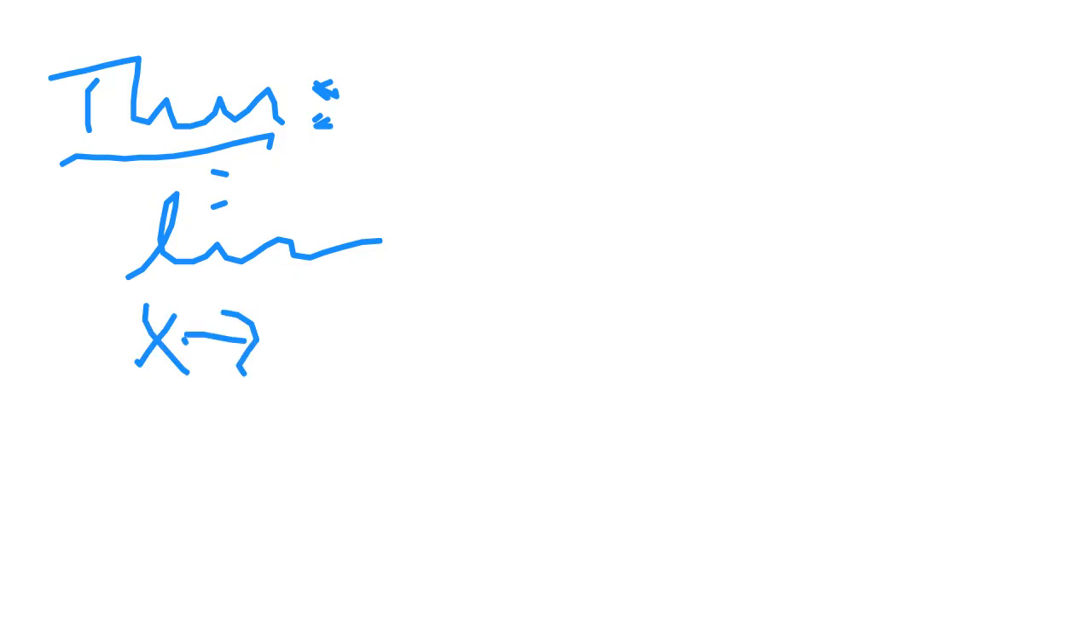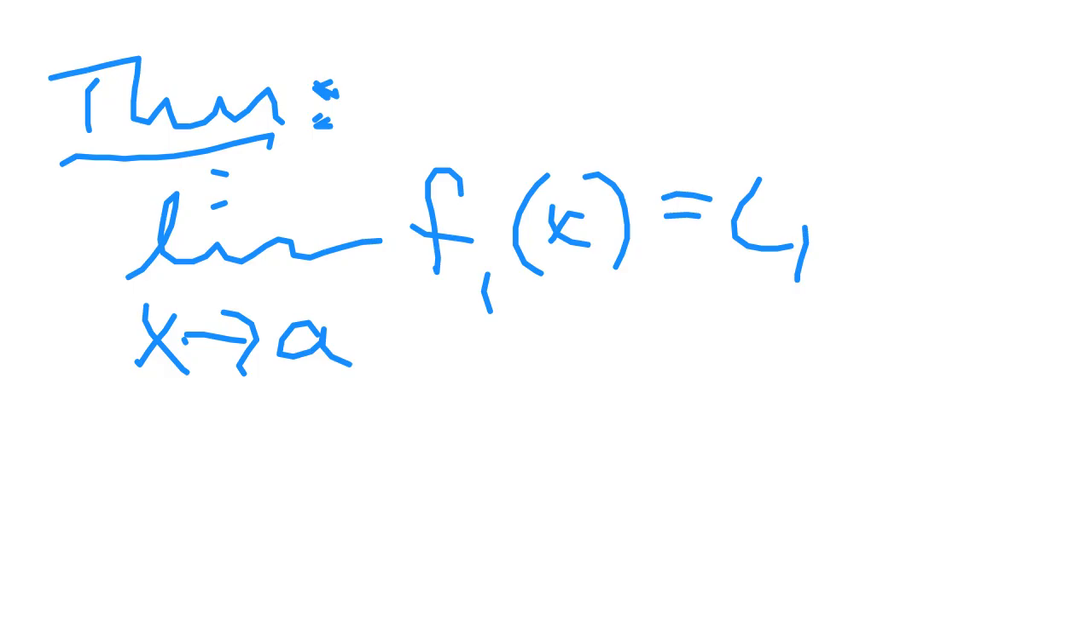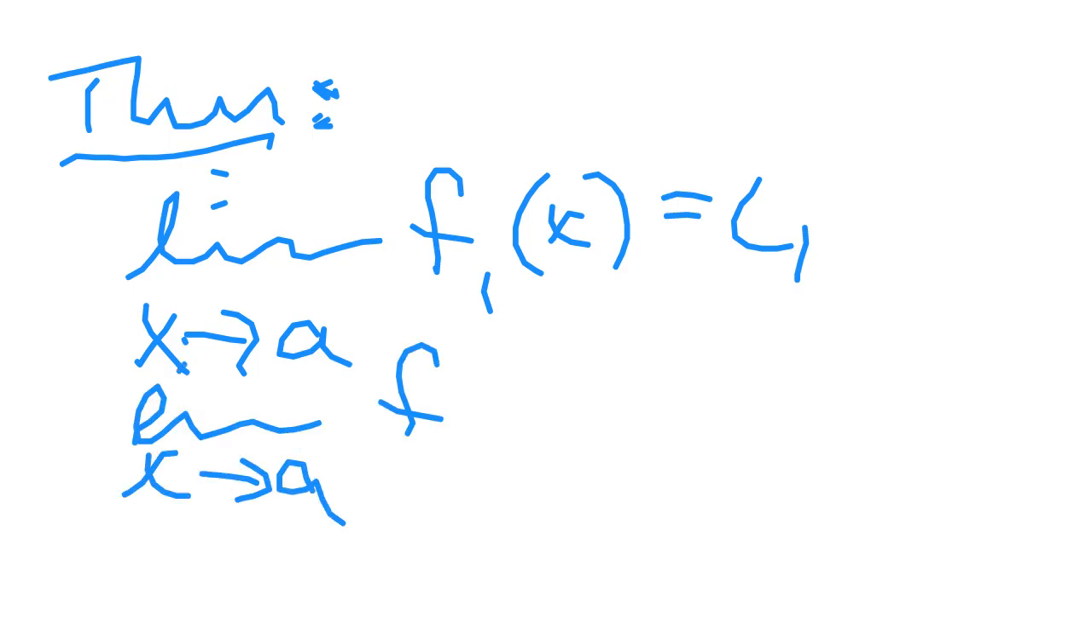All right, but if I have the limit as x approaches a of f1 of x equals L1, and the limit as x approaches a of f2 of x, so that's a second function, and I could use f, g, etc.